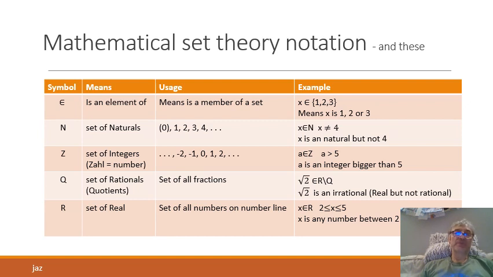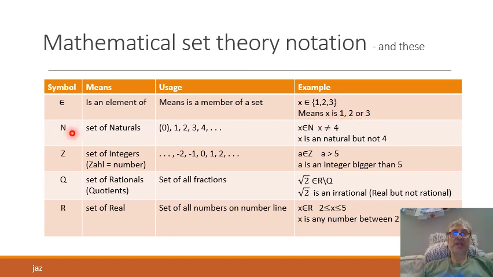Lastly, some more symbols that you may be less familiar with, but you need for A level. So this means it's an element of. So here's the set of numbers 1, 2, 3. And if we say that x is an element of the set 1, 2, 3, it basically means that x is either 1, 2, or 3.